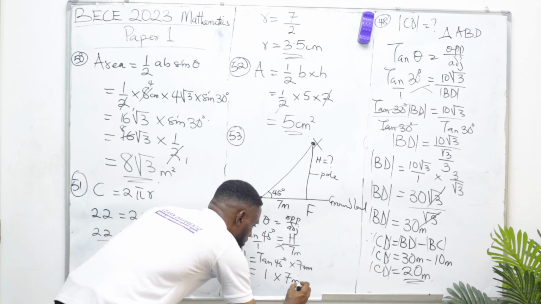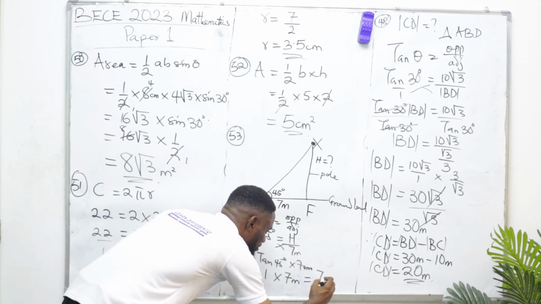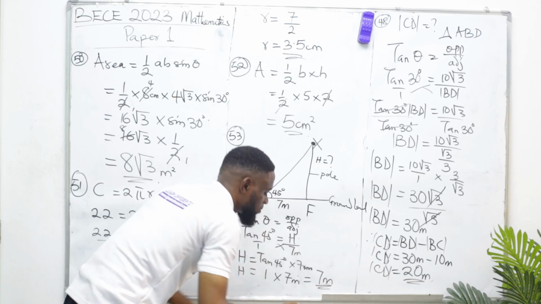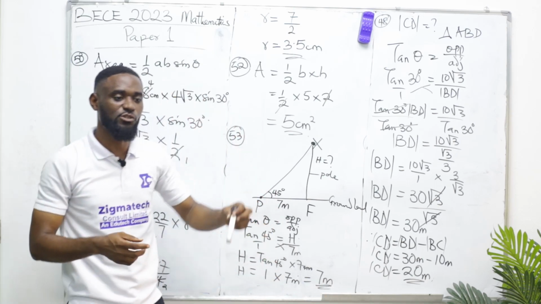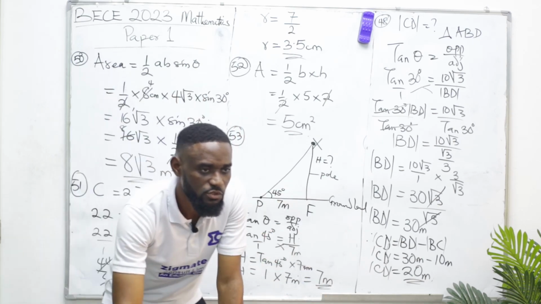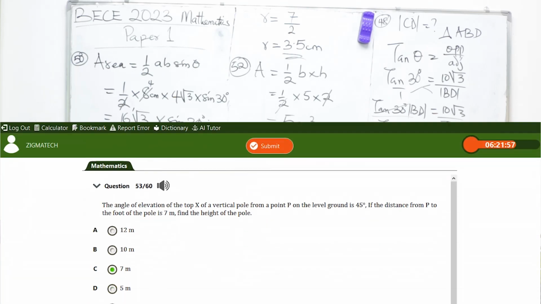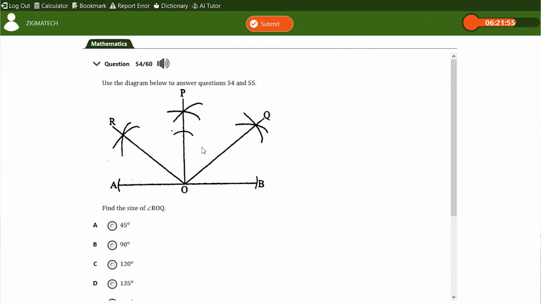So it means that our height is 7 meters. So our height is also the same thing as the distance to the foot, okay? So the height is 7 meters. I hope you're following that now. So let's look at 50.